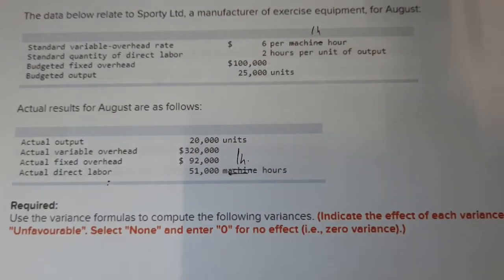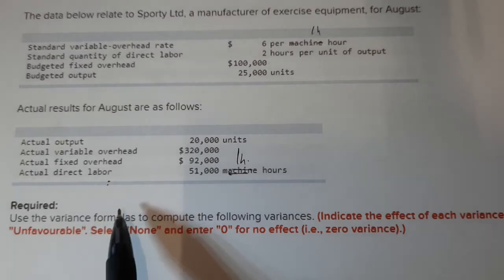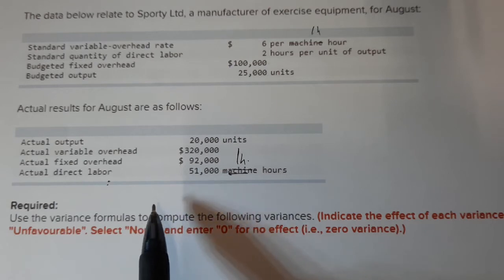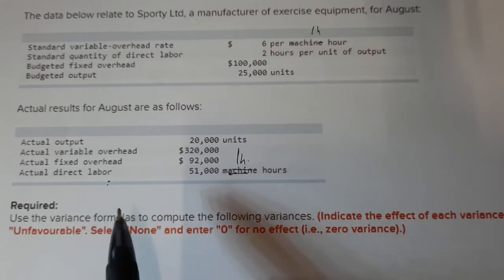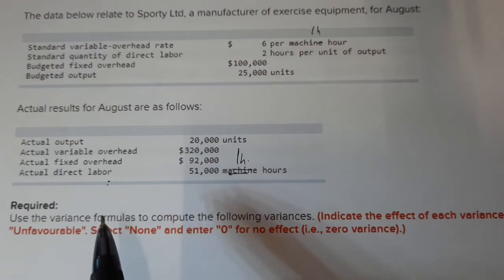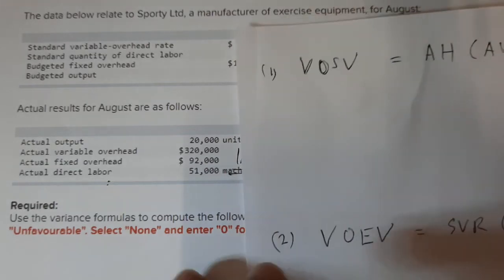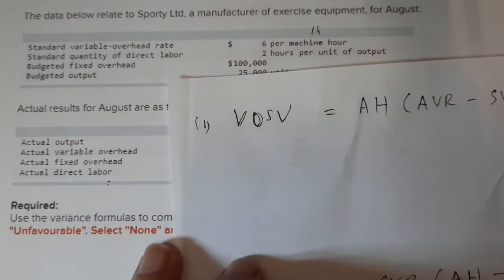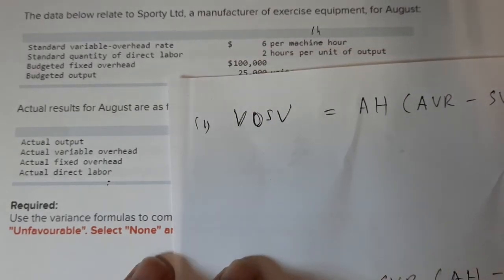Okay, so the question asks you to calculate variable overhead spending variance, variable overhead efficiency variance, fixed overhead budget variance, and fixed overhead volume variance. Okay, now let's see how to calculate variable overhead spending variance.